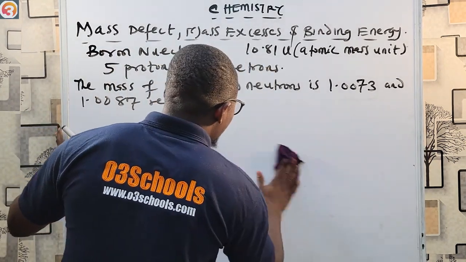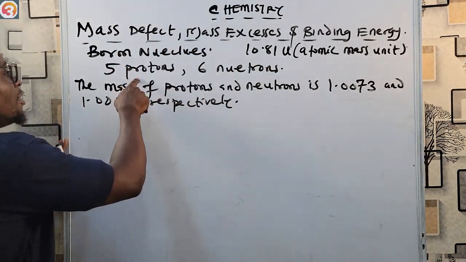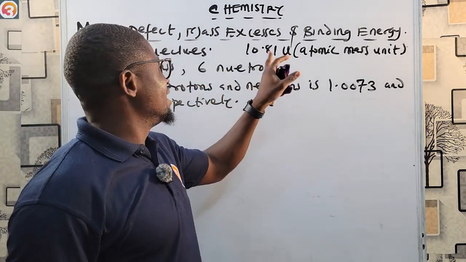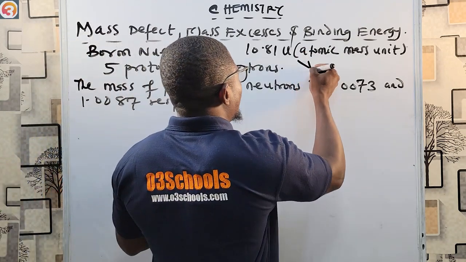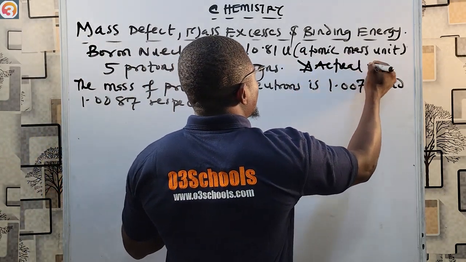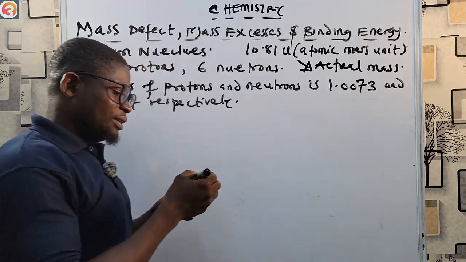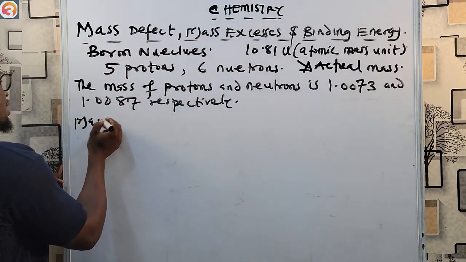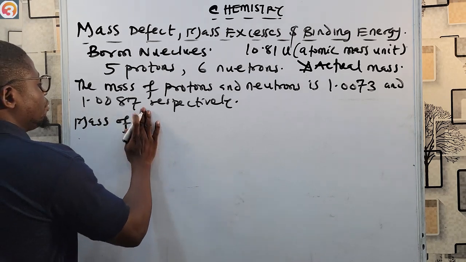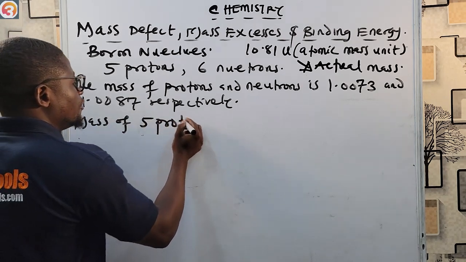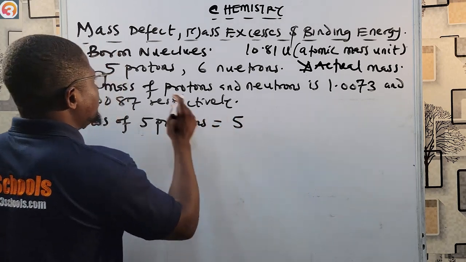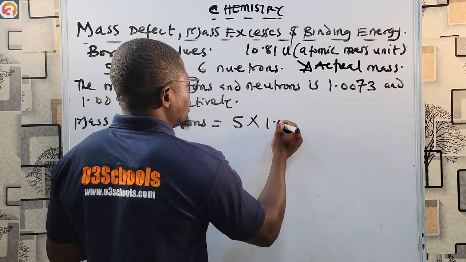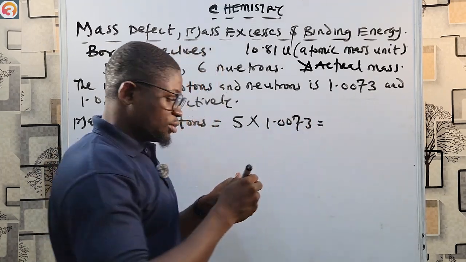Since we know the masses of a proton and a neutron, the number of protons and neutrons in boron, and the actual mass, we can calculate the mass deficit. You can find the mass of 5 protons, not protein, 5 protons. That would be 5 times the mass of a proton, 5 times 1.0073.